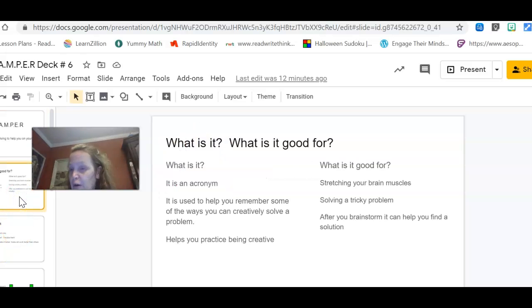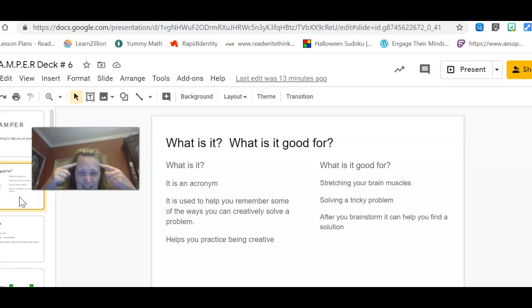So let's take a look at some questions about Scamper. What is it? Scamper is an acronym, and an acronym is a fancy word for each letter of Scamper stands for something that we do in the process in order to help us be better problem solvers. It's used to help you remember some of the ways you can creatively solve a problem. It also helps you practice being creative.